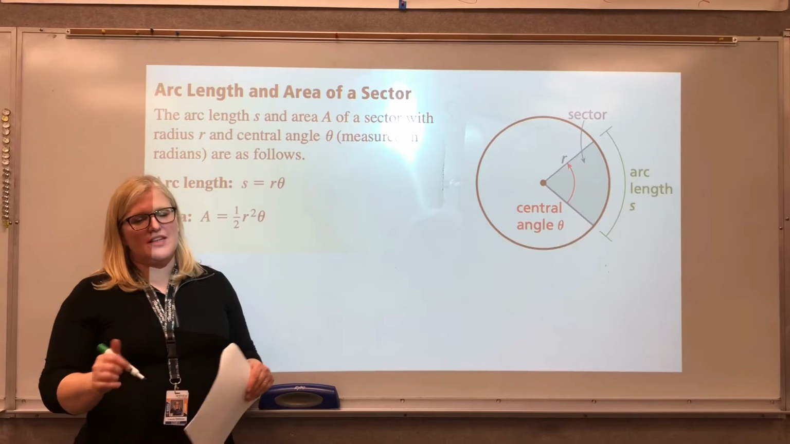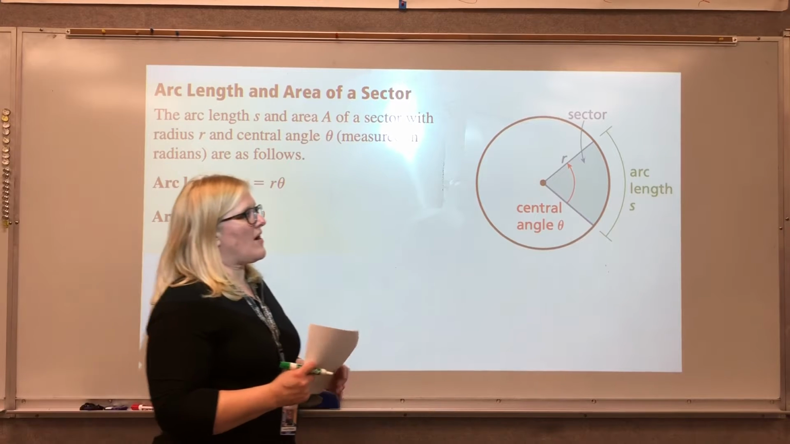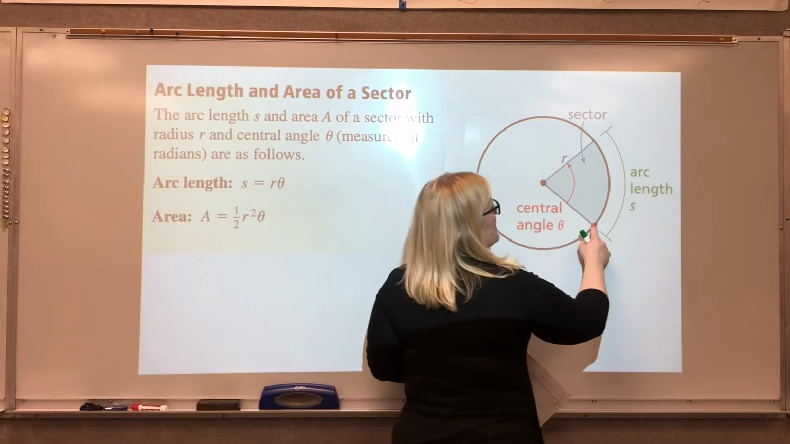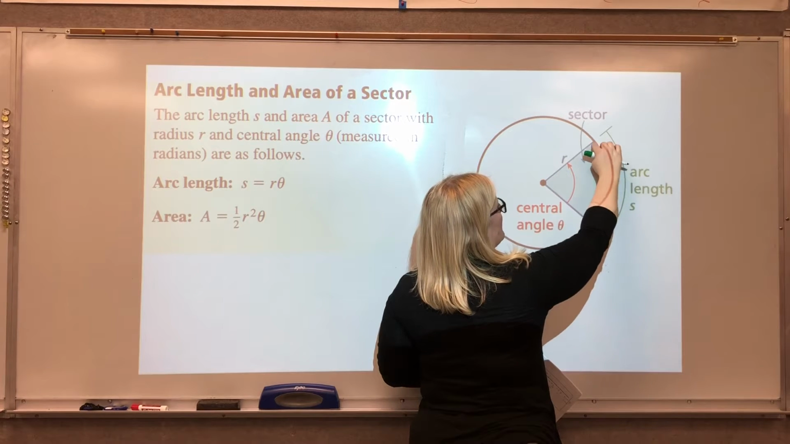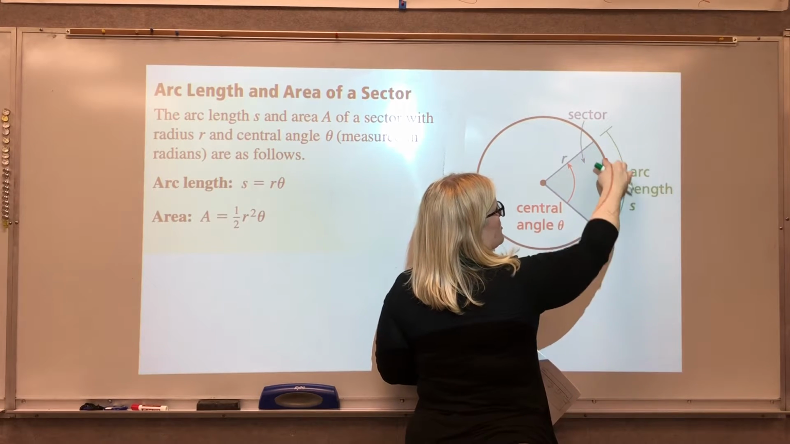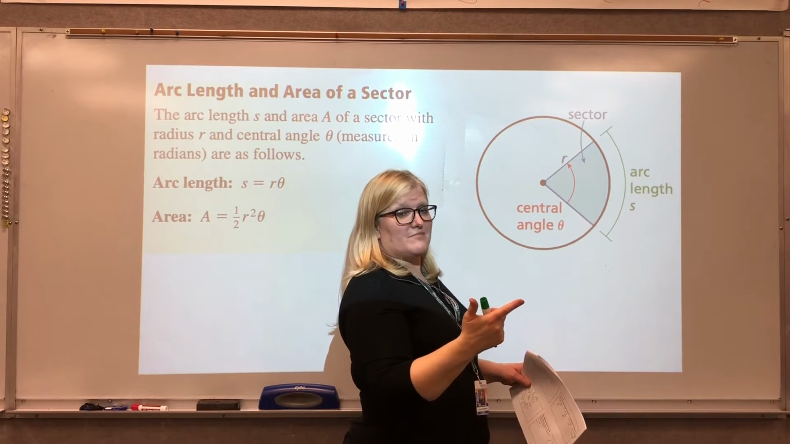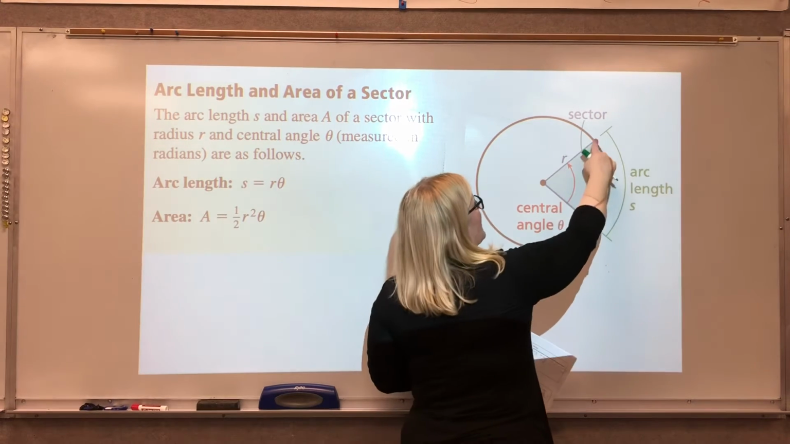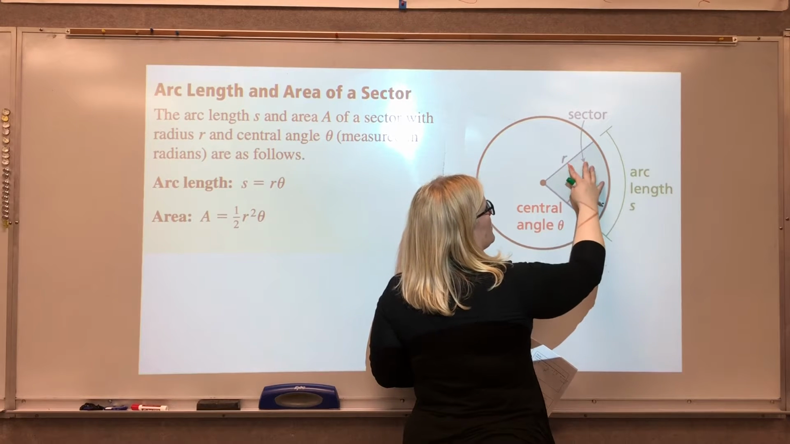All right, arc length and area of a sector. An arc length is the distance as if I was walking along this part of the circle. That's my arc length, and they call it S. I don't know why, but it's S. And then the sector is this piece of pie, or a piece of pizza.